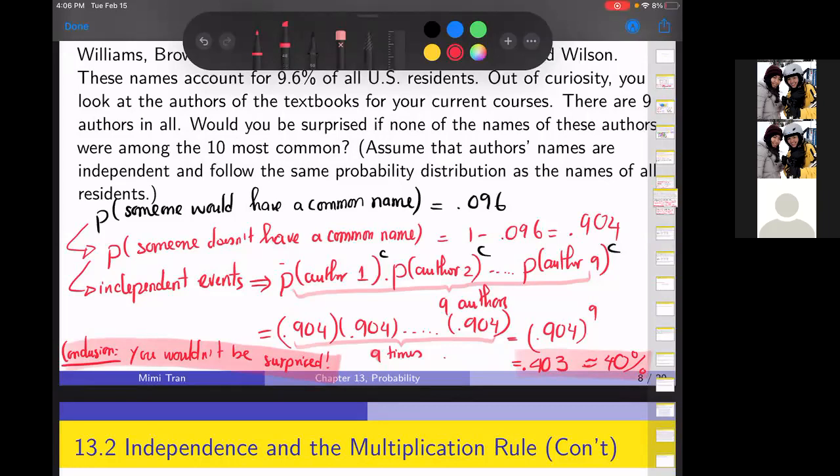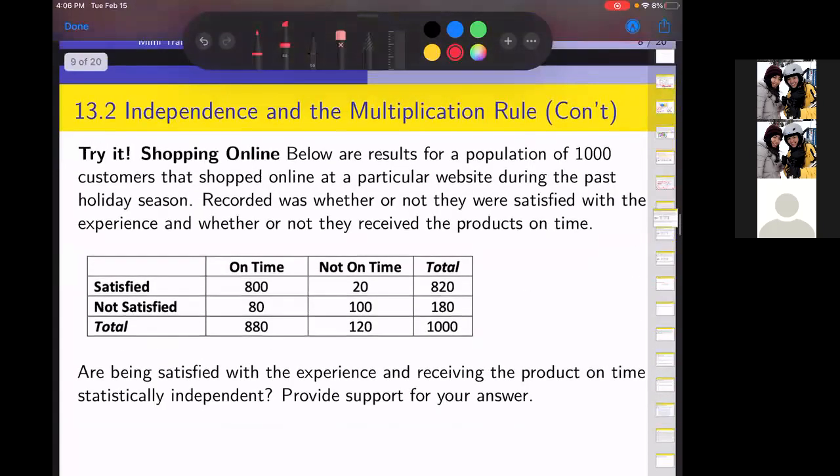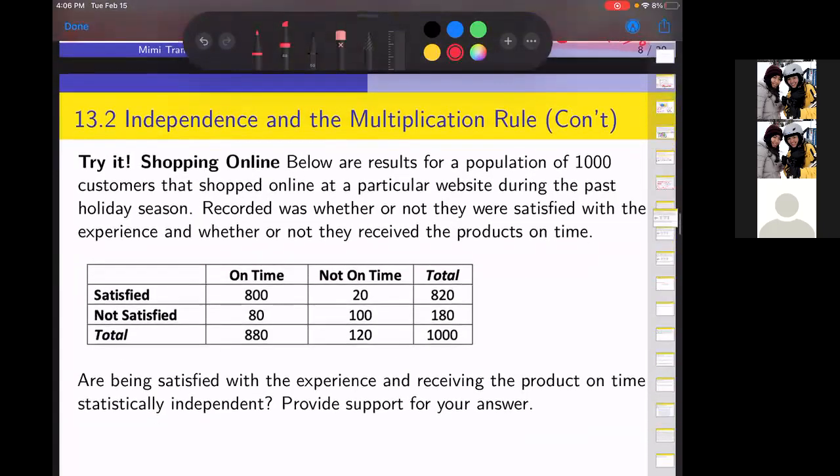So that's the answer. Let's do this one more and then we'll take a break, I promise. Shopping online. Nowadays, a lot of people shop online. I do too, especially the Amazon 2-day shipping thing.